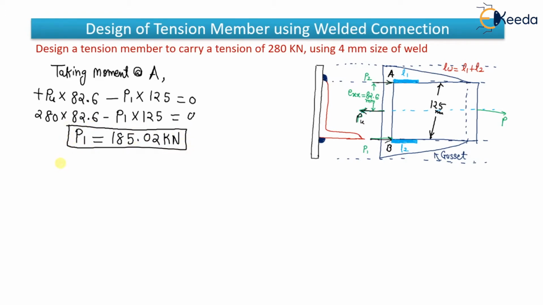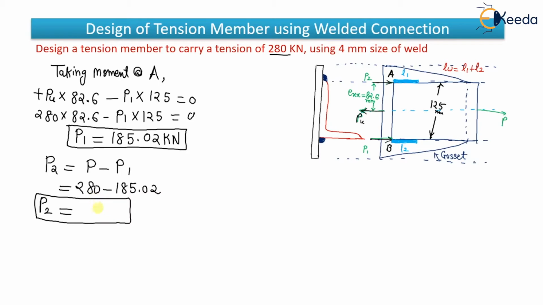Let us calculate the value of P2. What will be the value of P2? It will be, from the total load, if I subtract the value of P1, I will get the value of P2. What is the total load they have given? It is 280. So I'll put 280 minus 185.02 as it is. So the P2 will be, you can do the calculation by yourself also, P2 will be equal to 94.97 kilonewton. So I have got the value of P1 and P2.